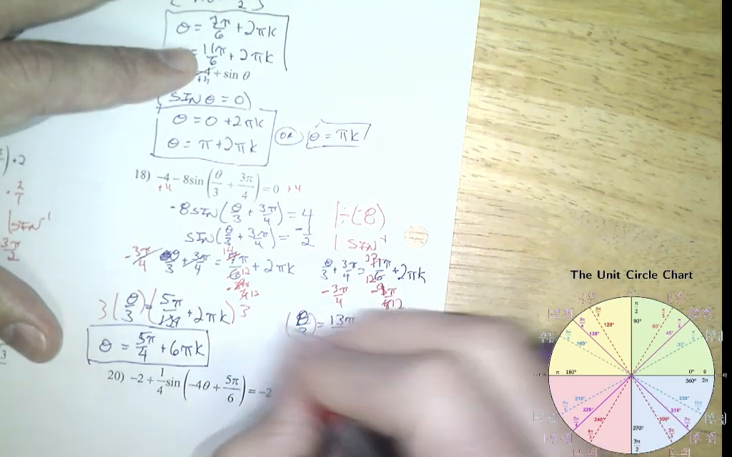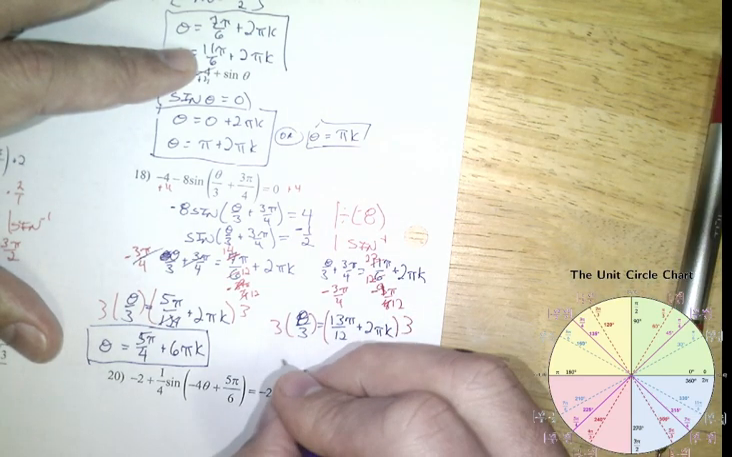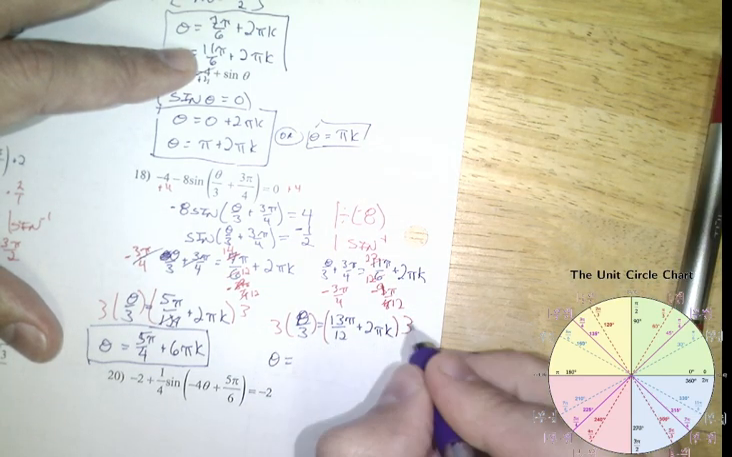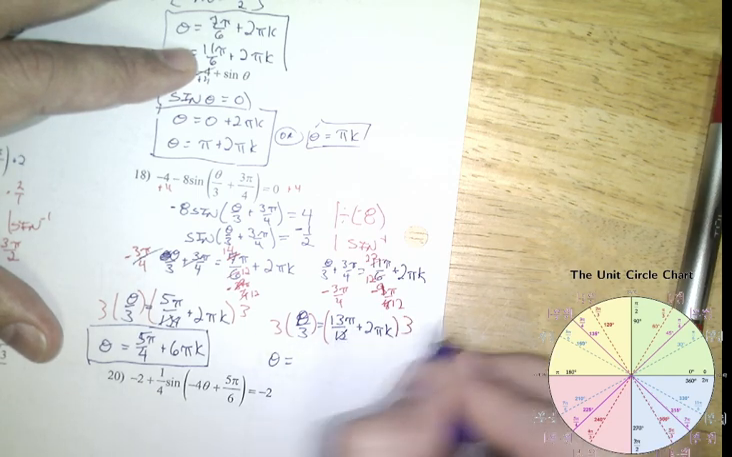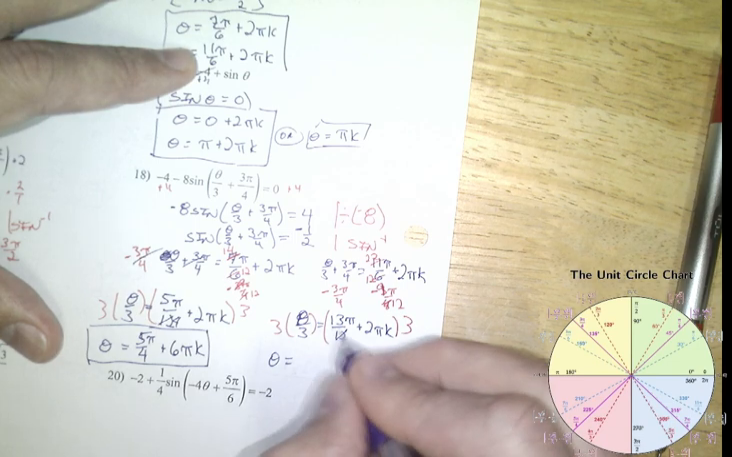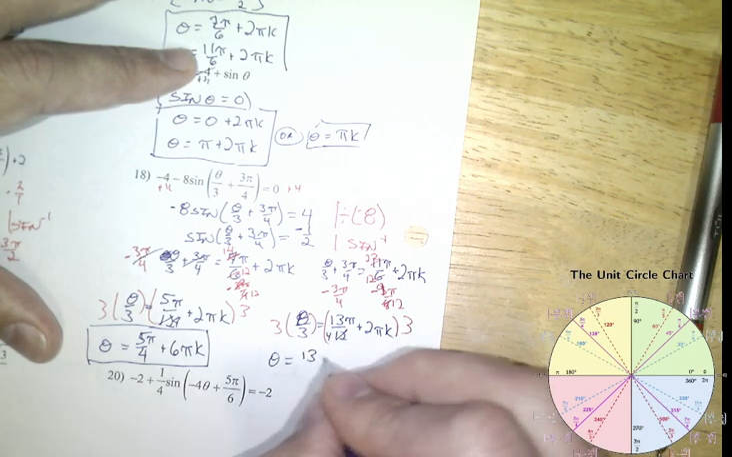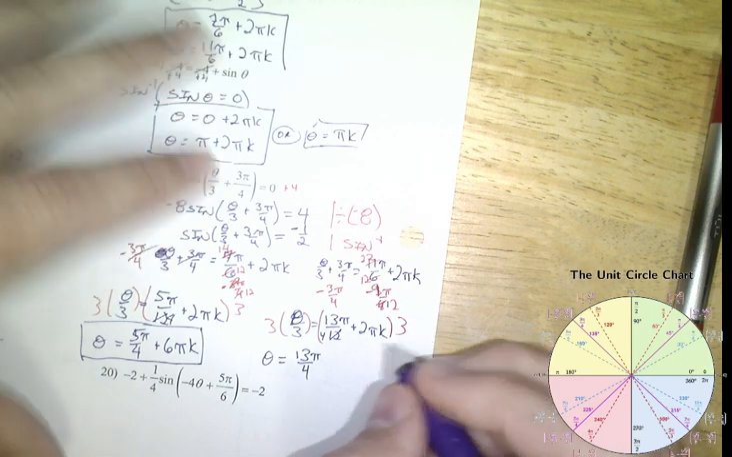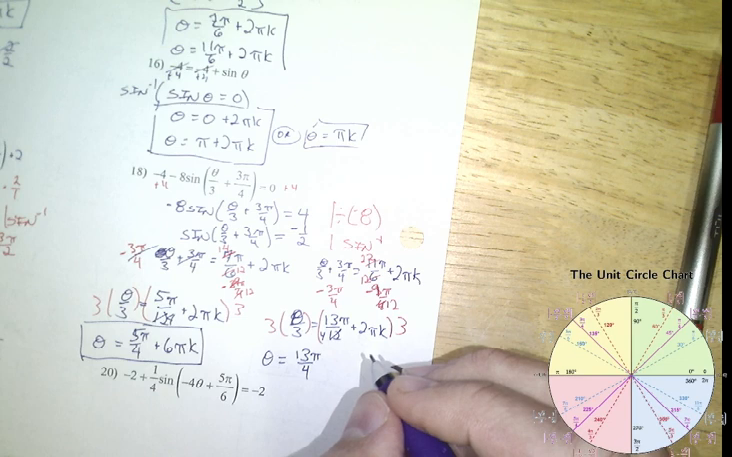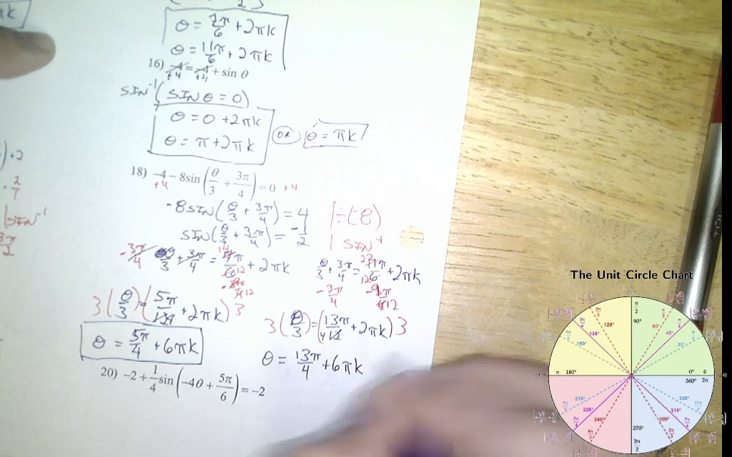And then at that point, we can multiply both sides by 3. So I get theta is equal to, again, 13 pi over 12 times 3 is 39 pi over 12, which would just reduce that to a 4. So I get 13 pi over 4 plus 6 pi k.